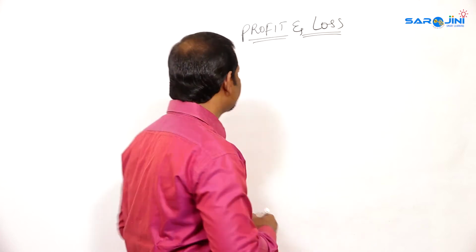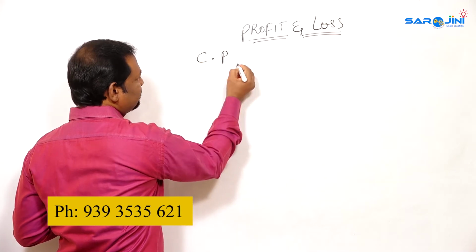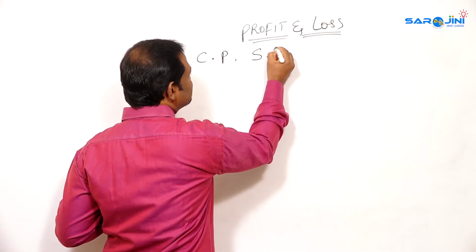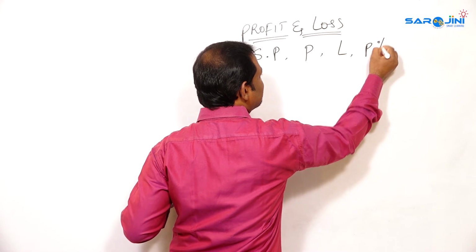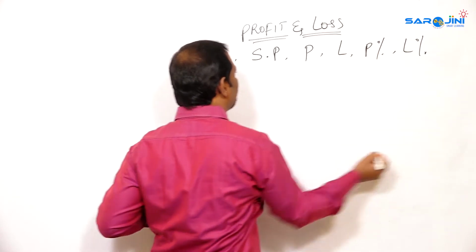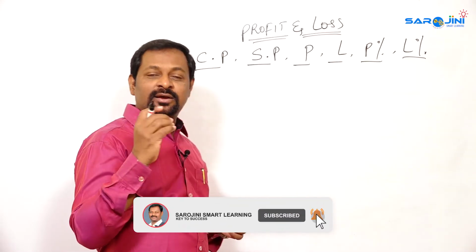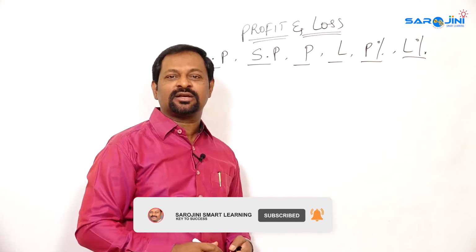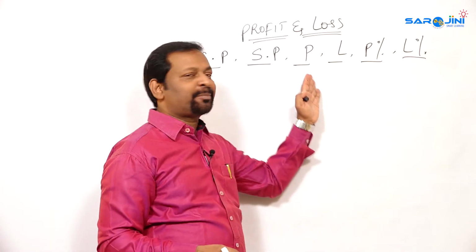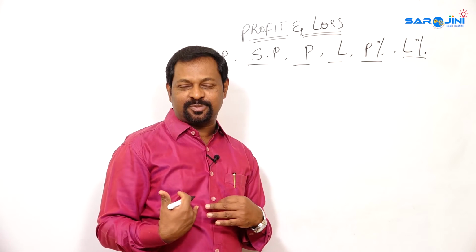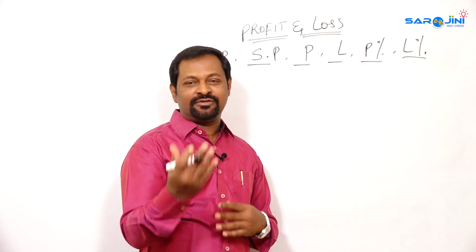I'll show with an example. Here we have cost price, selling price, profit, loss, profit percent and loss percent. So in this topic we are going to have these 6 points. The cost price is what we pay when purchasing from outside. The selling price is what we sell for to others. Profit is when we get extra money. Loss is if you lose some amount. And profit percent, that I will show with the formula.